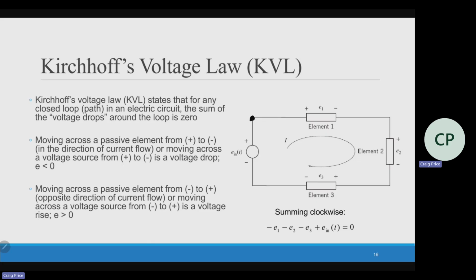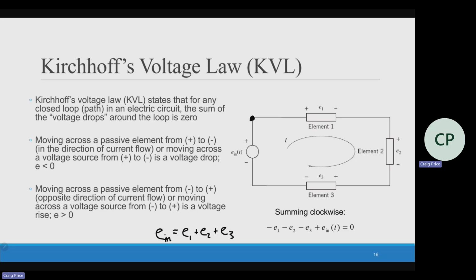Anytime I'm going from a positive to a negative for the terminal, that's going to be a drop. So that's a negative voltage 1, negative voltage 2, negative voltage 3, and then that's a positive because that's my input. The other way that we can write this is E in, so I can just rearrange it, is equal to E1 plus E2 plus E3. Basically, the input voltage is equal to all of the drops in voltage. So gains equals drops.